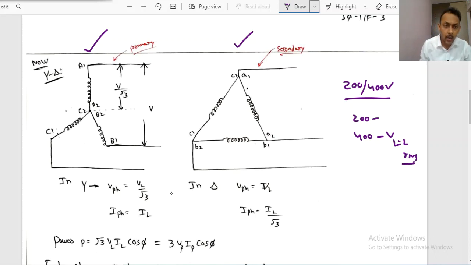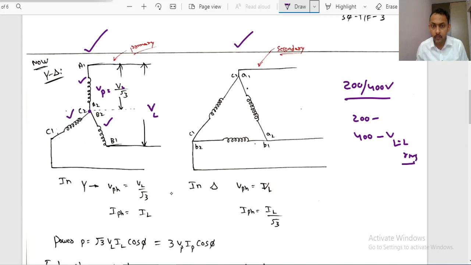Now in this star manner, if you observe, all the three windings are connected at a common point, the neutral point. This is phase A1, A2, B1, B2, and C1, C2, the primary winding connected in star manner. The voltage between any two lines is the line voltage. The voltage between the line and the neutral is the phase voltage. For star connection, from basic circuits we have seen the phase voltage equals VL by root 3, the line voltage divided by root 3.